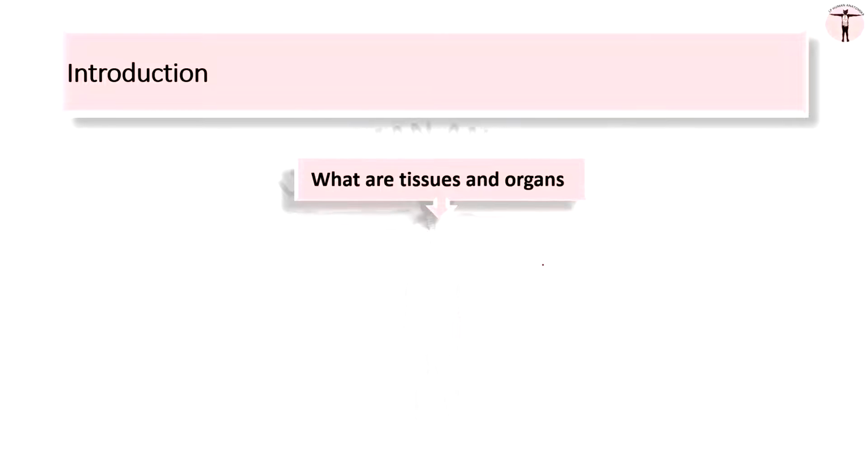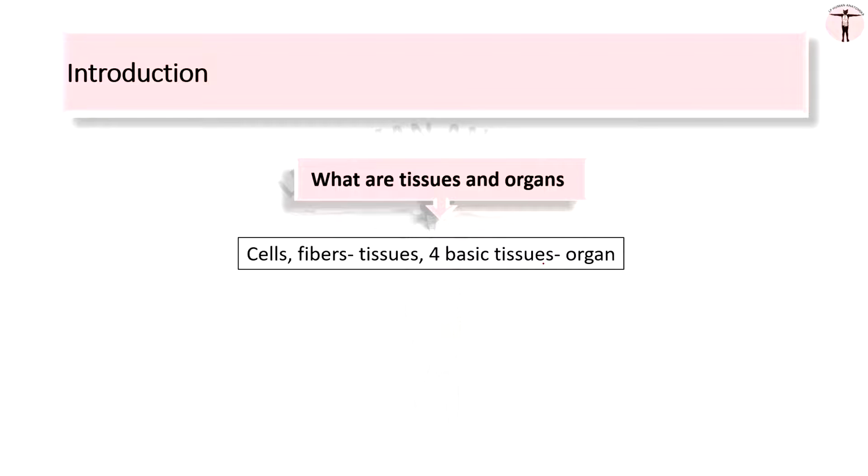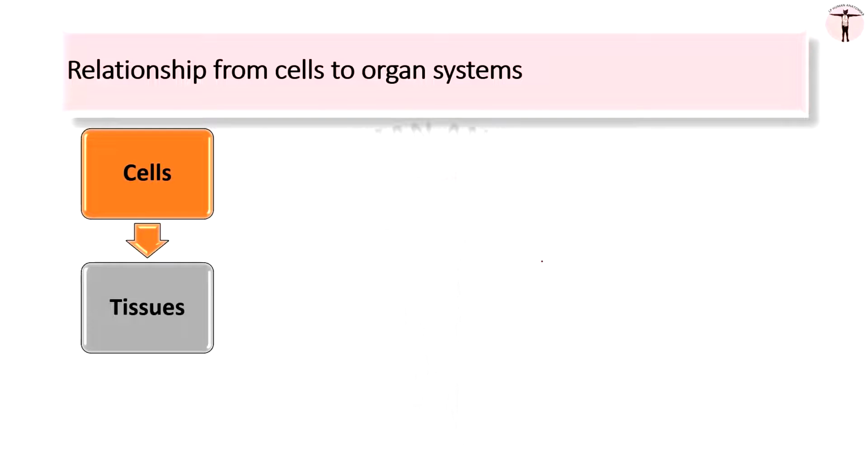So what are tissues and organs? These are nothing but aggregation of cells and fibers in different composition. The aggregation of cells and fibers in different composition makes up the tissues, and basic tissues together form the organs. Relationship from cells to organ systems. I have been repeating this several times, so that you get the orientation of the different levels of organization of the body parts. So cells aggregate to form the tissues.